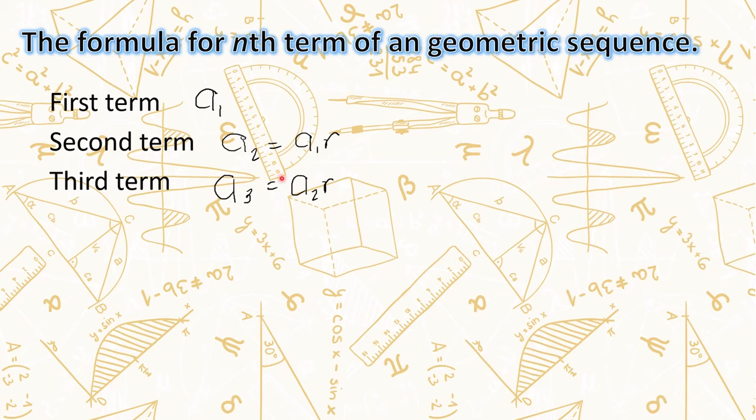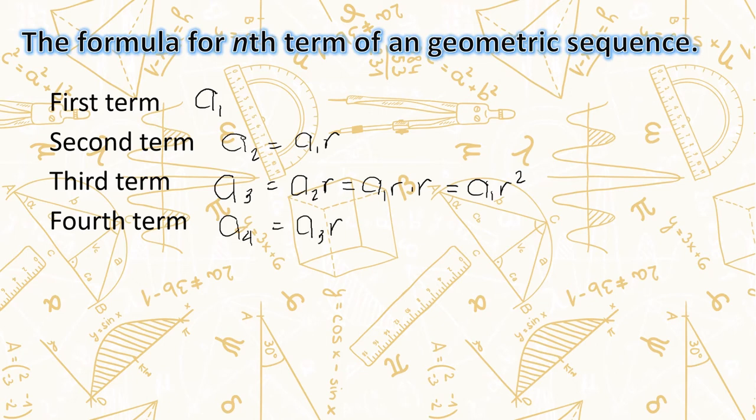The third term will be a sub 3 equal to a sub 2 times r. But a sub 2 is equal to a sub 1 times r. Hence, we can write a sub 3 in terms of a sub 1 and r as a sub 3 equals a sub 1 r times r, which can be simplified as a sub 1 r squared. Let us proceed to writing the fourth term.